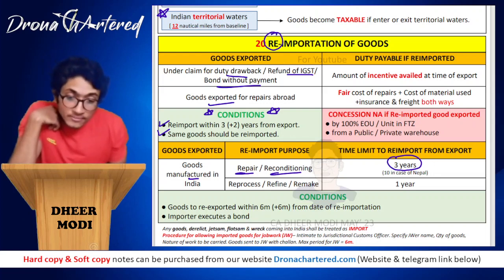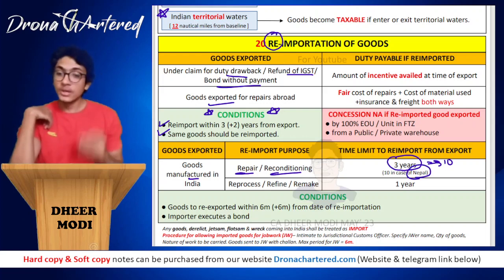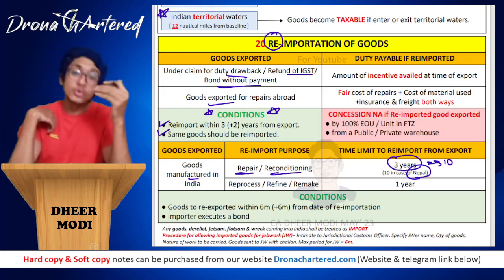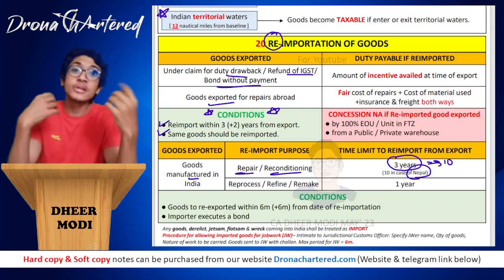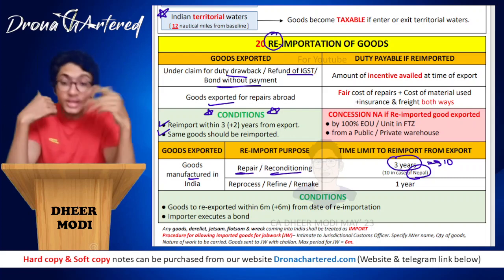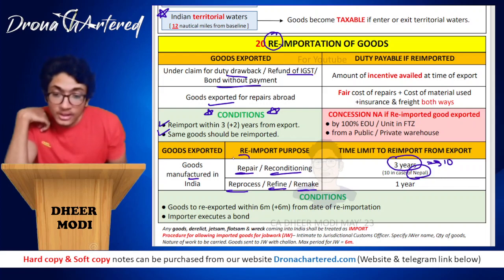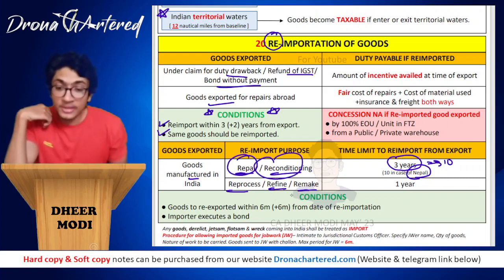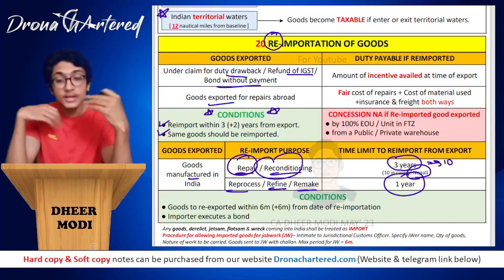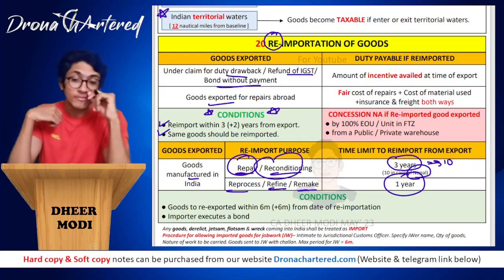However, this 3 years will be read as 10 in case of Nepal. Okay. And if these goods manufactured in India are re-imported, so originally these goods were exported, now you are re-importing for the purpose of reprocess, refine or remake. So over here, repair and reconditioning have a period of 3 years, while reprocessing, refining, remaking only have a period of 1 year. That means they should be re-imported within a period of 1 year.